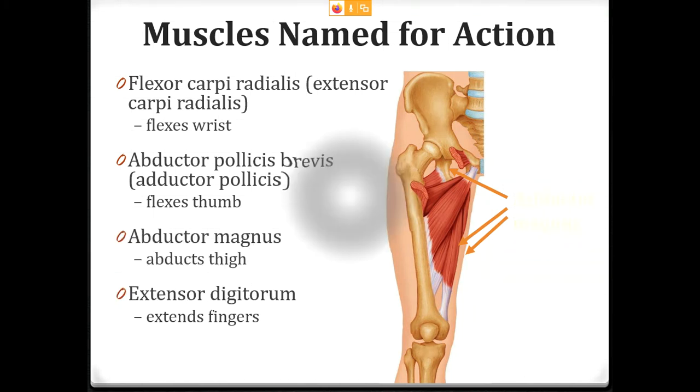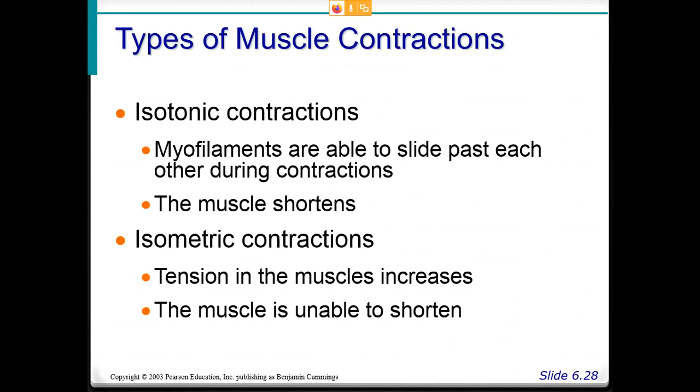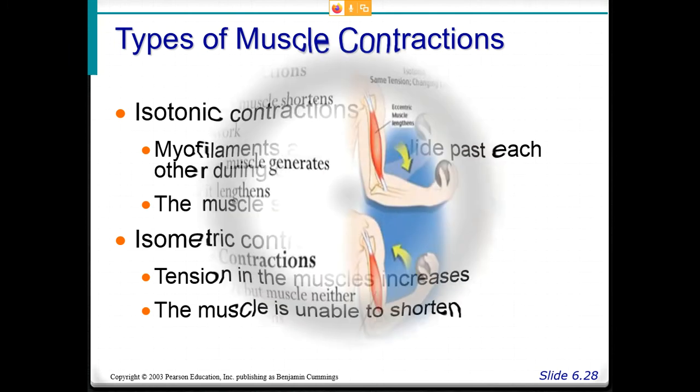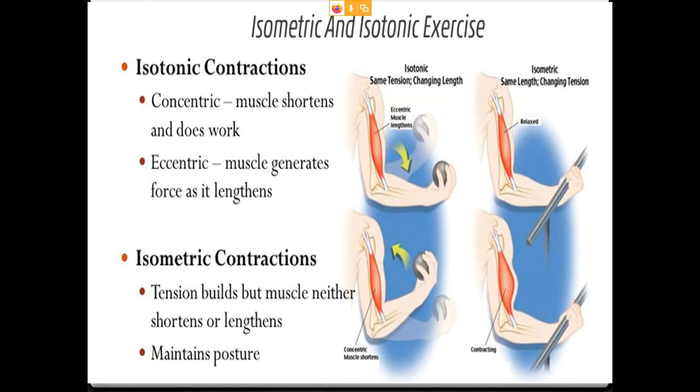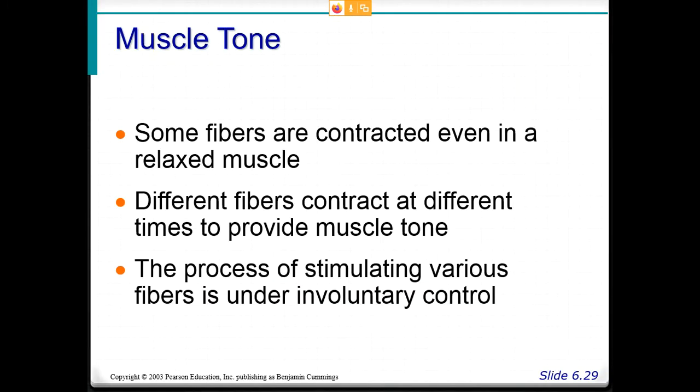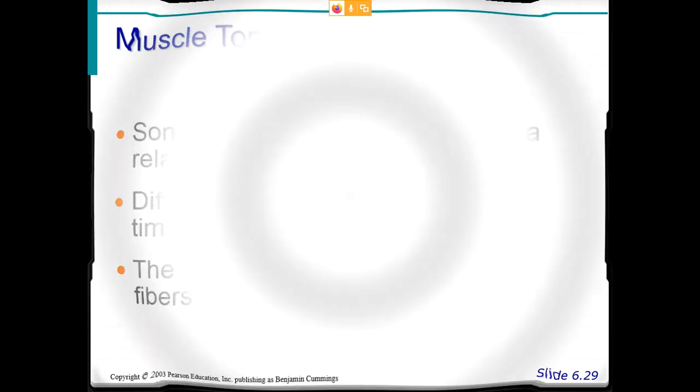Okay, next moving forwards and try to see the types of muscle contraction. So this is about isotonic contraction and isometric contraction. You don't need to worry about this contraction and all. When you read the physiology, you will understand clearly how it goes. Then coming to the muscle tone, some fibers are contracted even in a relaxed muscle. Different fibers contract at different times to provide muscle tone. The process of stimulating the various fibers is under involuntary control.